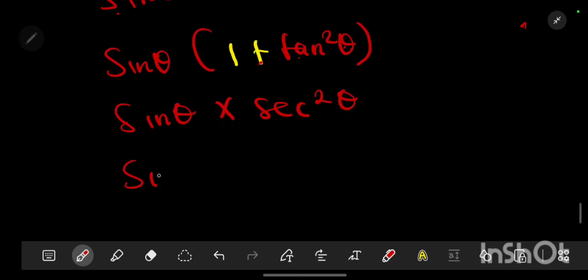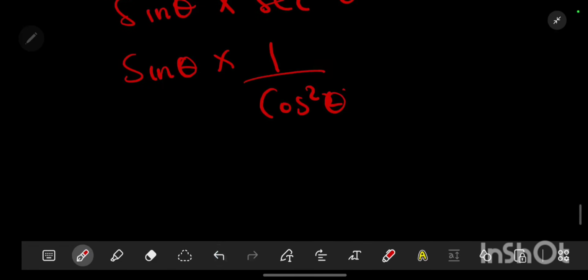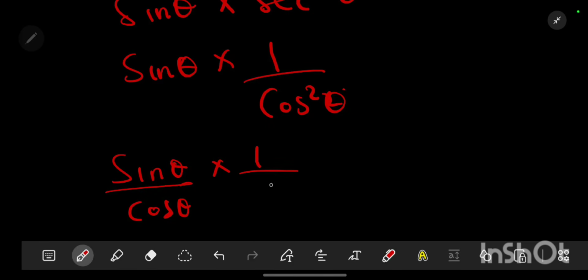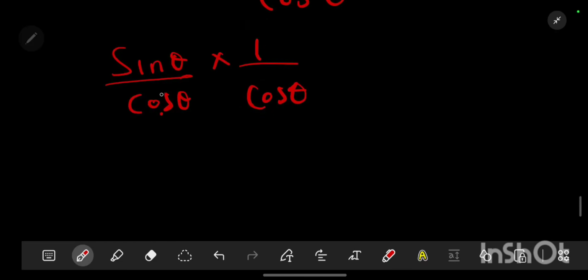So this gives us the sine of theta times 1 over cos squared of theta, since sec is the same as 1 over cos. This is the same as the sine of theta divided by the cos of theta, times 1 over the cos of theta, so that cos theta times cos theta will be cos squared theta. In this case, sine over cos is the tan of theta, and 1 over cos is sec of theta.